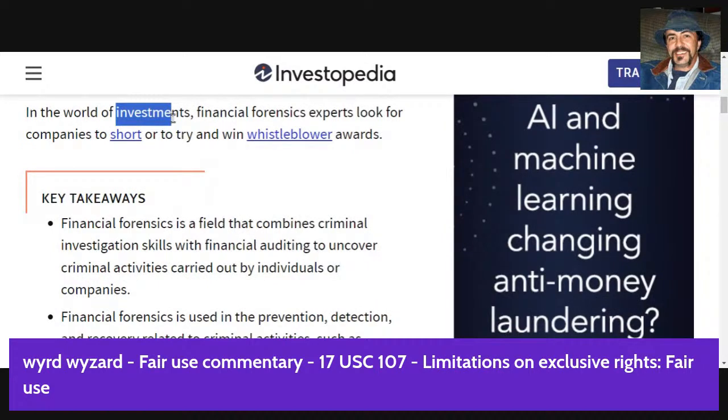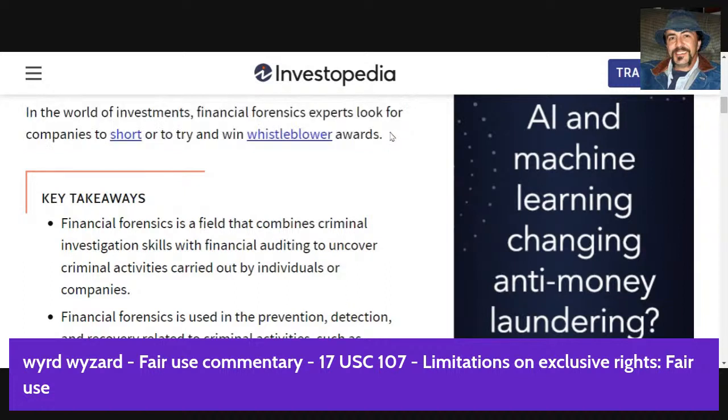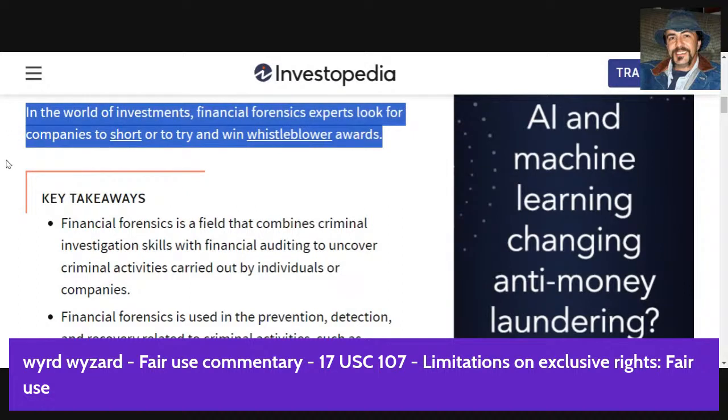In the world of investments, financial forensics experts look for companies to short or to try and win whistleblower awards. So, if you are the whistleblower, you are the one that found the error. You need to blow that whistle, even if you have to blow it to a forensic auditor, a forensic accountant, so they can do the actual forensic security audit. If you find errors otherwise, you need to bring them up to somebody that can do a proper investigation.